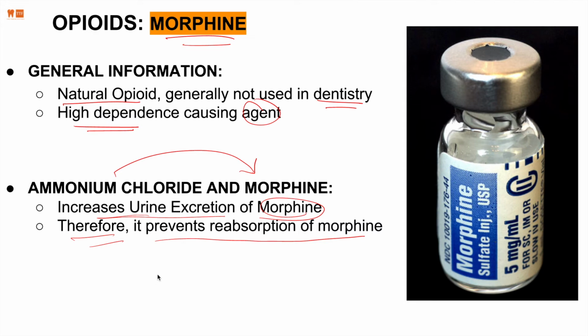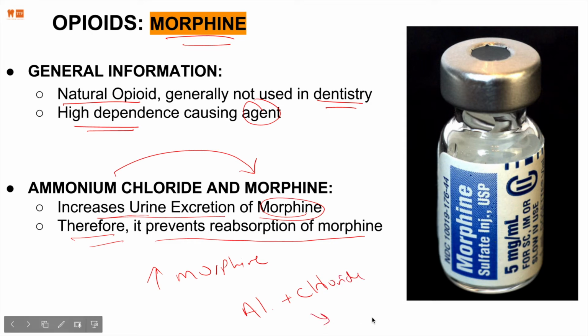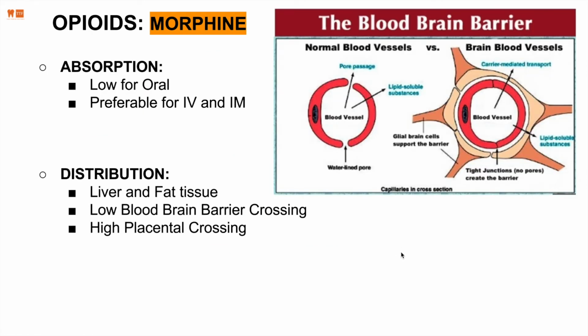So if you have a lot of morphine in your bloodstream right now, you want to get rid of it, then you have to take ammonium chloride. This will lead to increase in excretion. Okay? Let's talk about morphine absorption. It's low for oral, therefore we prefer IV and IM, intravenous and intramuscular.